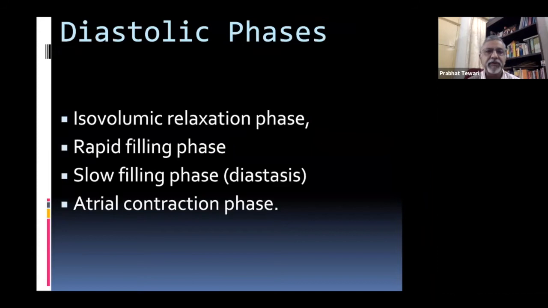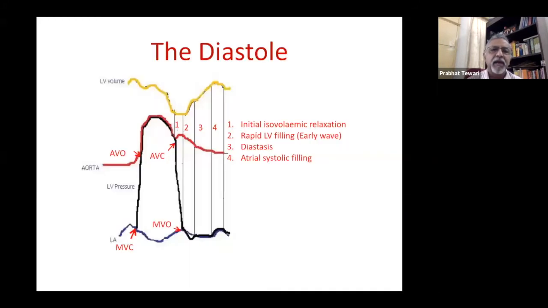Now, what are the phases of diastolic activity? There are 4 distinct phases. I will show you on this cartoon that you can see here the aortic valve closes and the mitral valve opens. So between them is the initial isovolumic relaxation time. Then there is a rapid LV filling which produces the E wave. Then there is atrial contraction, which is the 4th wave here. Then there is the atrial systolic filling that completes the diastole.